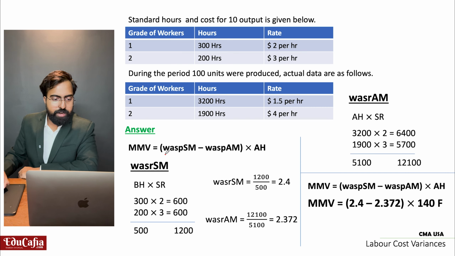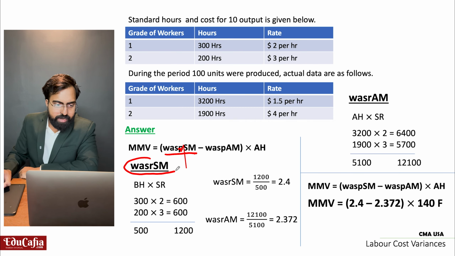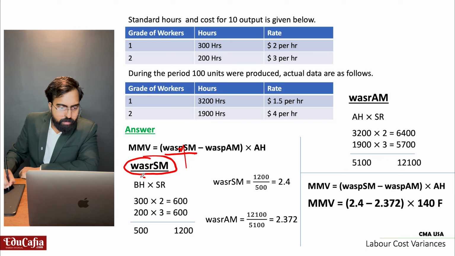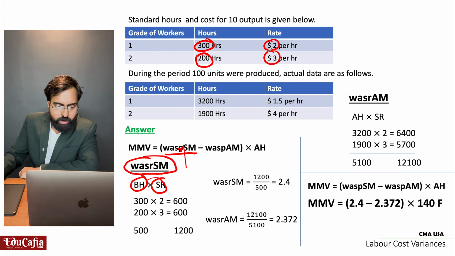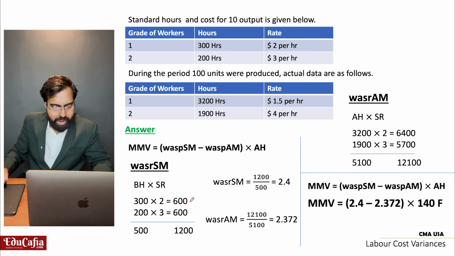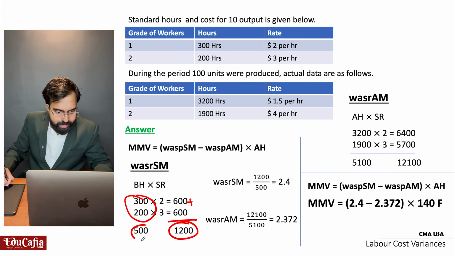Here we need to know the weighted average standard price of standard mix. Not standard price, we have to take standard rate. So the weighted average standard rate of standard mix: budgeted hours into standard rate. What is the budgeted hour? 300, 200. What is the rate? $2, $3. So 300 into 2 is 600, 200 into 3 is 600. Adding this, that is 1200. Adding the total hours, that is 500.